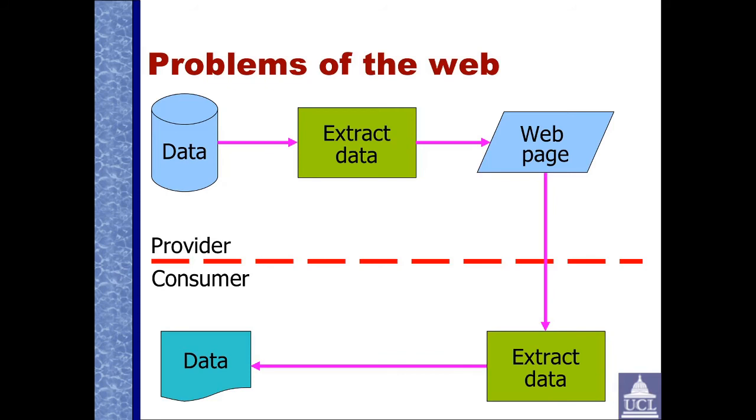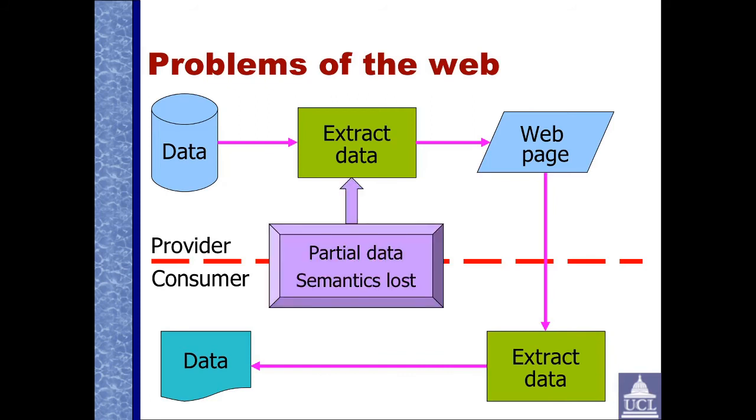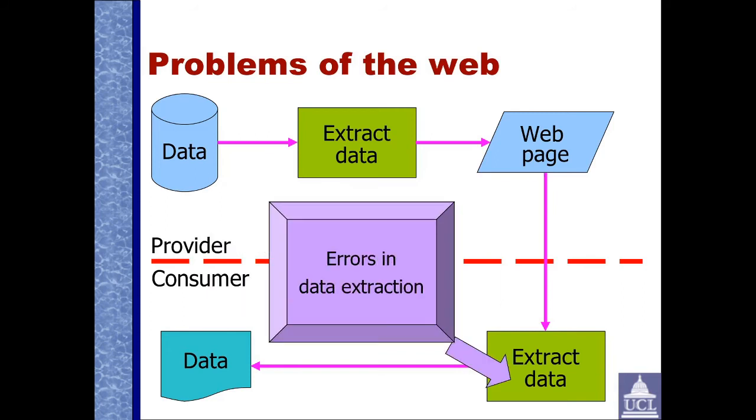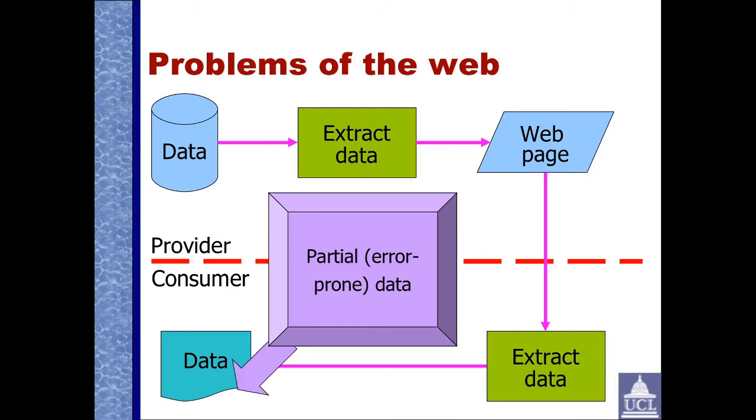Now, as a consumer of that information, you as a person can look at that page and extract the data quite reliably. But for a computer, that can be difficult. So when we extract data in the first place from our database or from our brain, some of the semantics are likely to be lost and instead replaced by visual markup. So in extracting the data from that visual markup, your brain might be able to do it, but a computer is likely to make mistakes. And that leads us to partial and error-prone data.